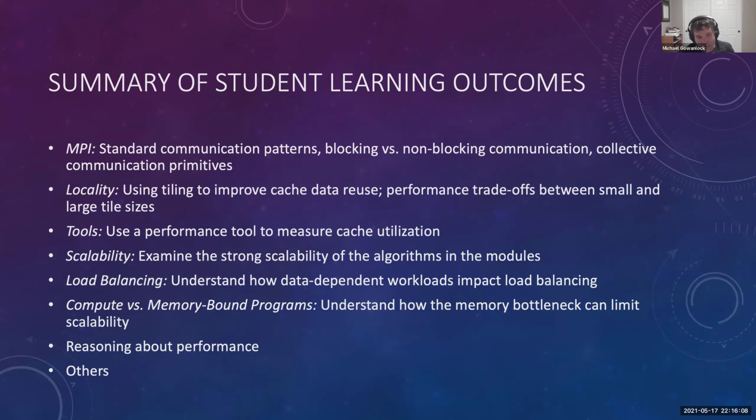And then they compare compute and memory-bound algorithms to understand how the memory bottleneck can limit scalability. They'll do things like use one algorithm that's a brute force, not very efficient algorithm, and find that it has great scalability, and then use an optimized algorithm and find out that it has poor scalability, and understand how the memory bottleneck might affect that. And they reason about performance. So here's a summary of the student learning outcomes. There's more in the paper itself.